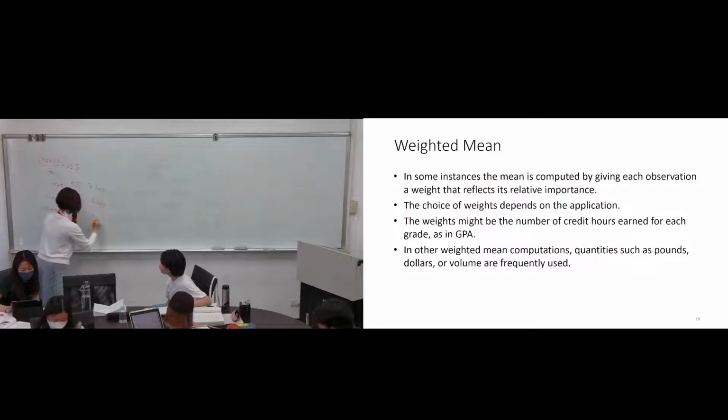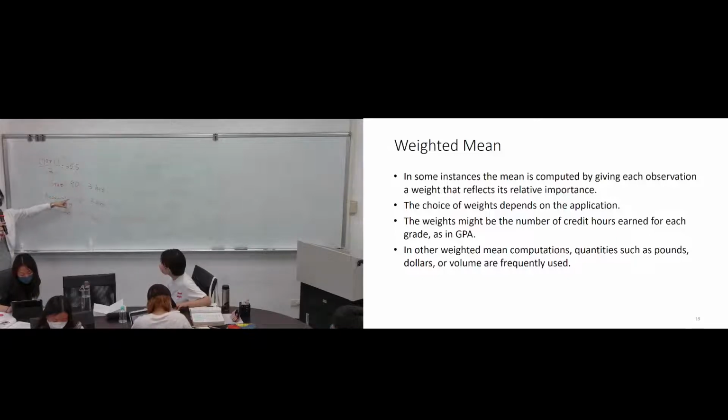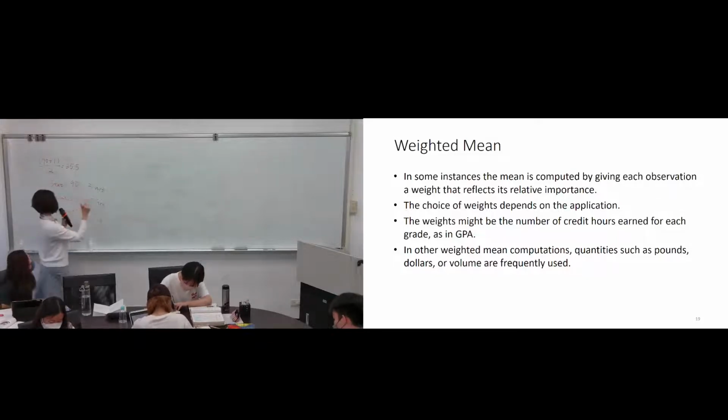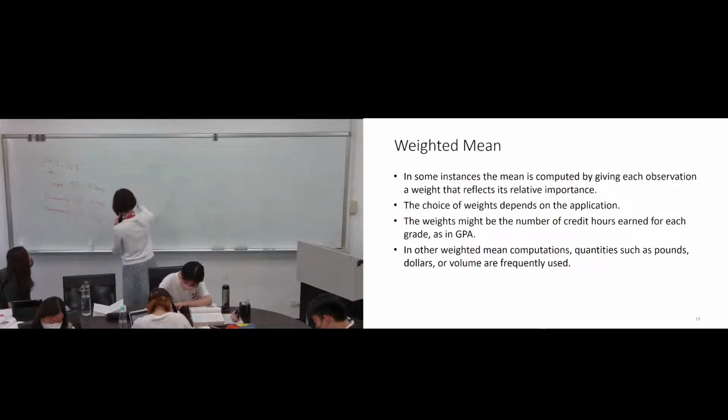3 credit hours. Let's say you are taking 3 classes this semester, and now you would like to calculate the GPA based upon the credit hours. How do you calculate your GPA? That would be 90.